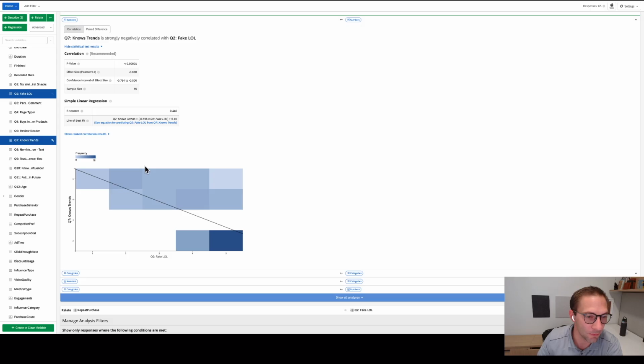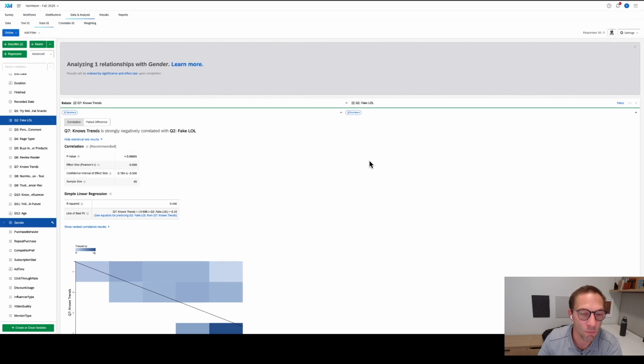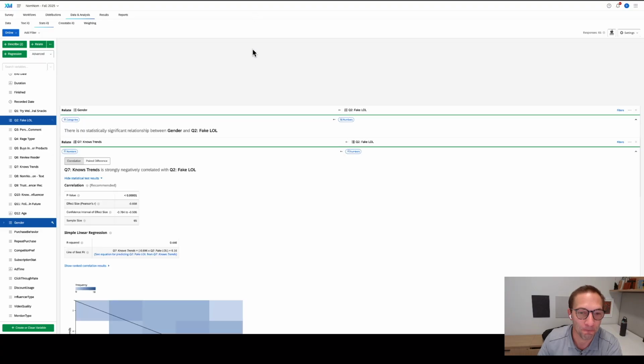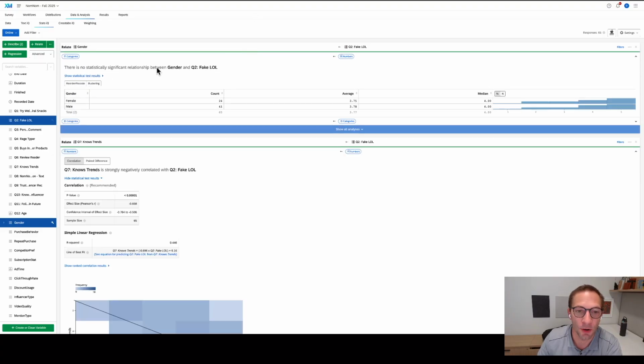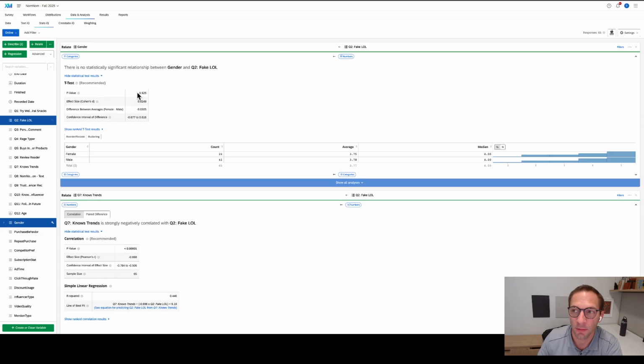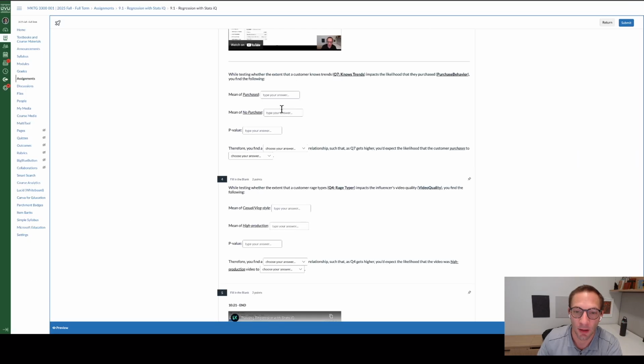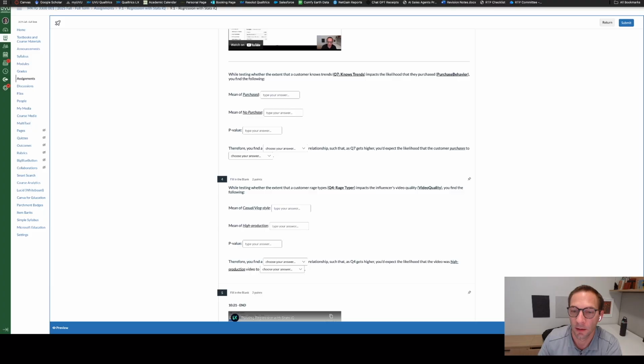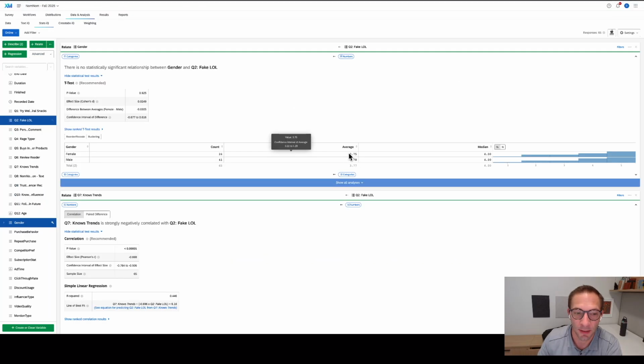That's just like the default there, right? I'm going to see if fake LOL predicts gender. All right, I'm going to click relate. Let's see what it does. Okay, there's no significant effect in this case, right? But here's my p-value. So when you're looking for p-value, it's there. Your averages, so average for females here, average for male is there.